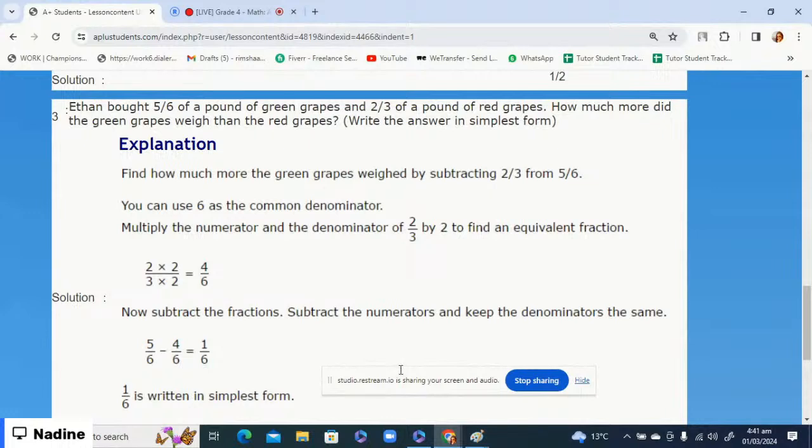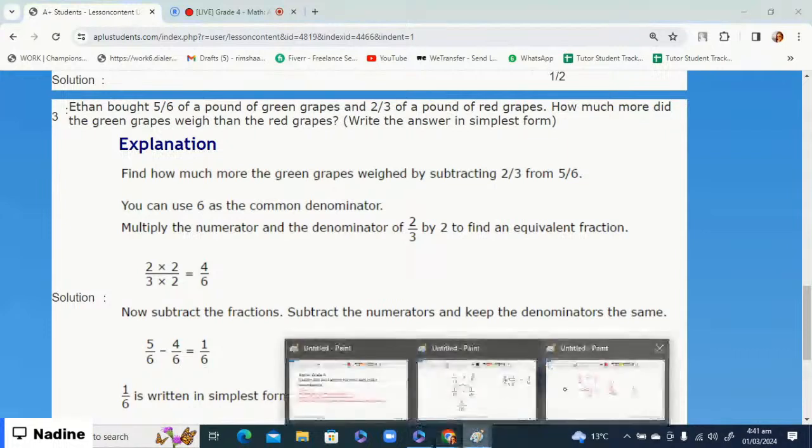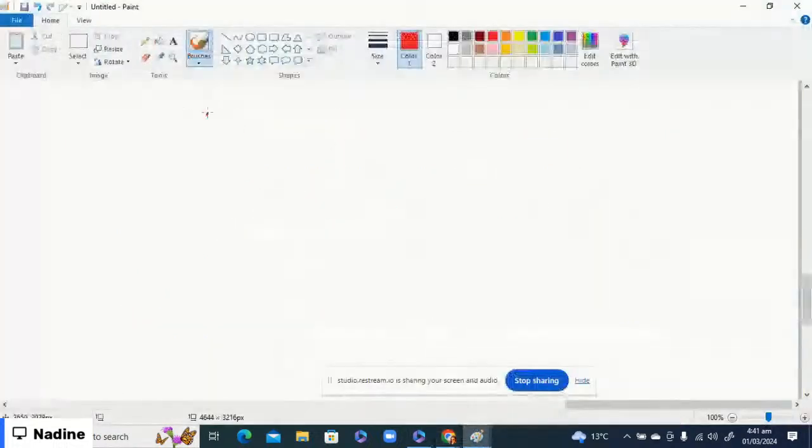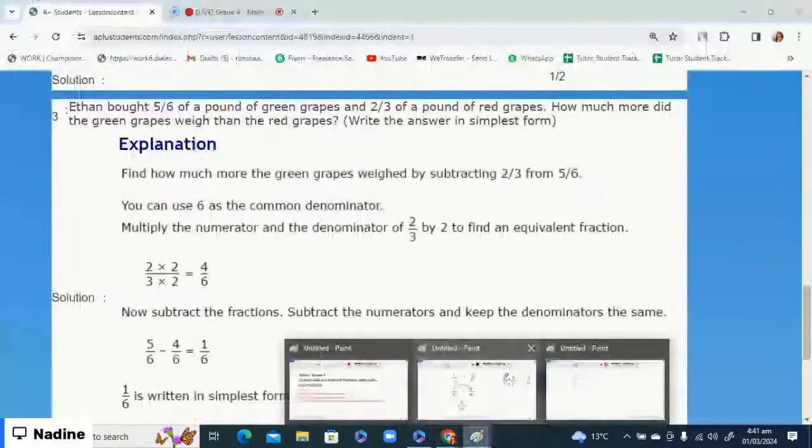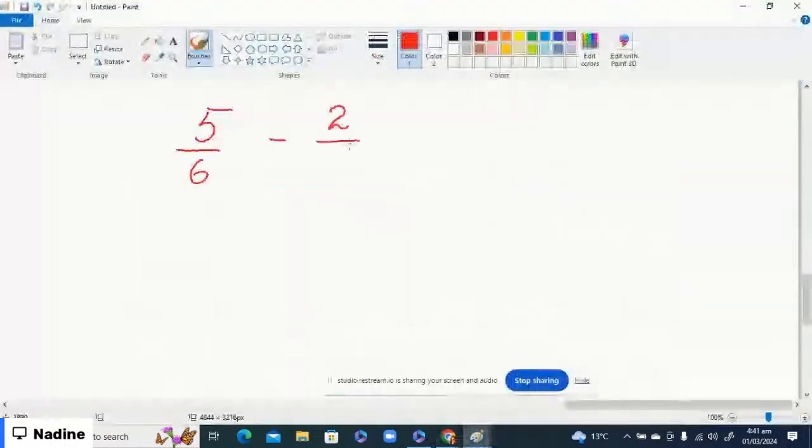What is the green? That is 5 by 6. And how much is the red? That is 2 by 3. Let's write 5 by 6, the green one, minus 2 by 3, the red one. Now which denominator is the greatest? 6. So we are going to make the other one equal to 6.